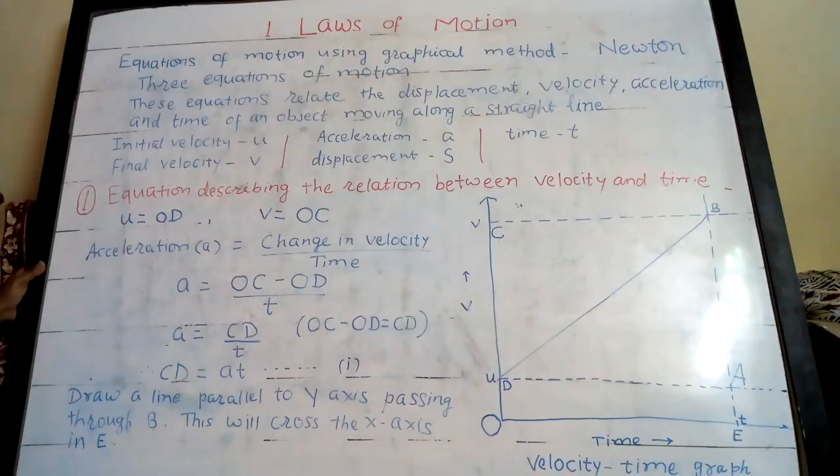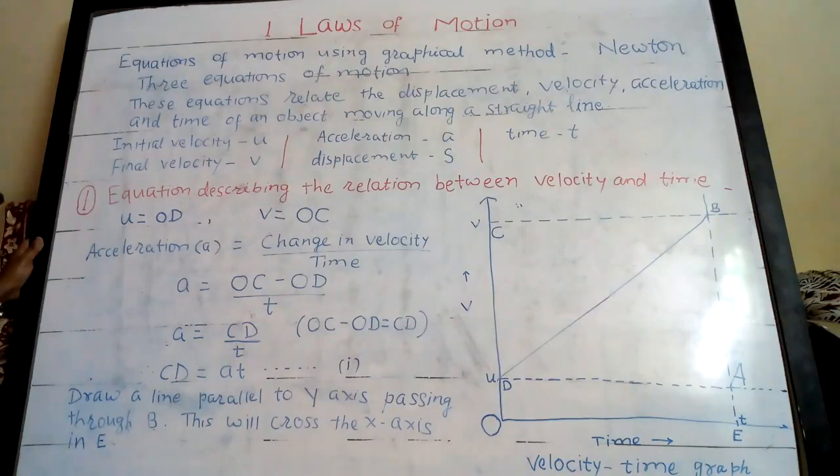Now while deriving these equations, we have to note the symbols. Hereafter, for all those equations and whatever numericals we are solving, the symbols are given. For initial velocity it is small u, final velocity small v, acceleration small a, displacement small s, and time is denoted by t. Every time you have to remember what the symbols are.